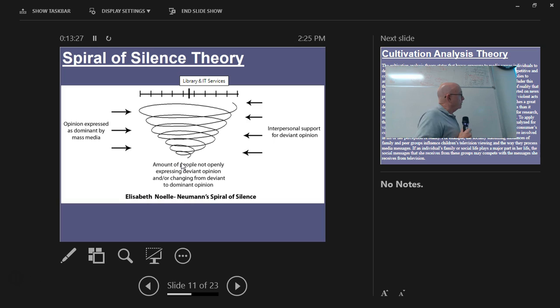The idea of the spiral of silence is that one group gains control of the media, and that group is so loud and so menacing and so threatening that another group within that society just falls silent.